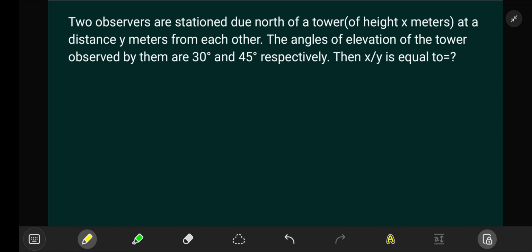Two observers are stationed due north of a tower of height x meters, at a distance y meters from each other. The angles of elevation of the tower observed by them are 30 degrees and 45 degrees respectively. Then find the ratio x by y.